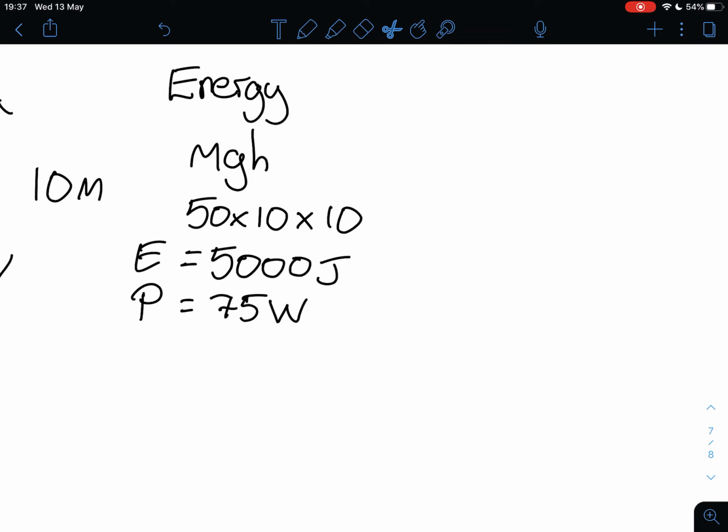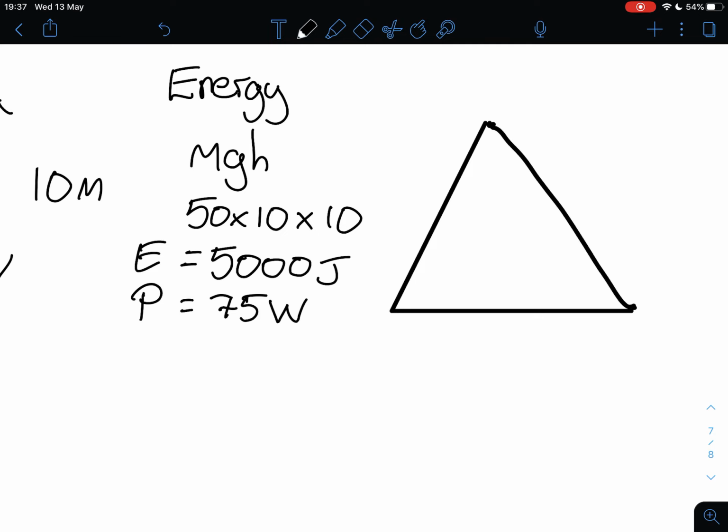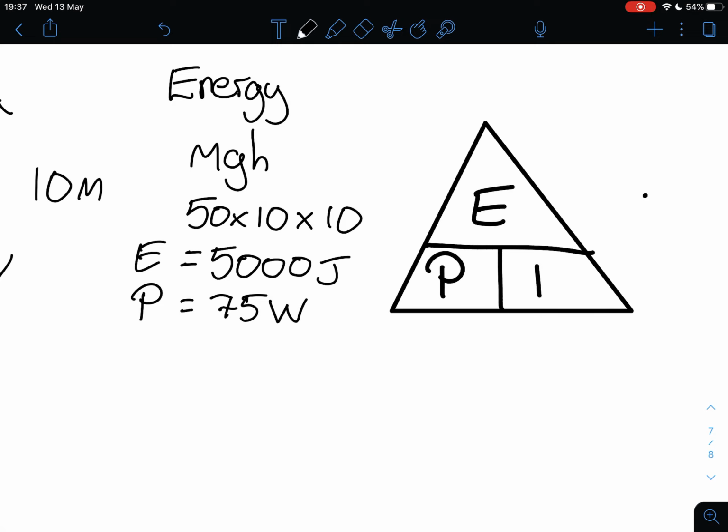Now we need to find the time, because we don't know it. So we're going to use a triangle. Even I use them, just to be certain that I've not messed up, because it happens now and again. Remember, power is energy over time. Cover up the time. So I'm going to do energy divided by power.